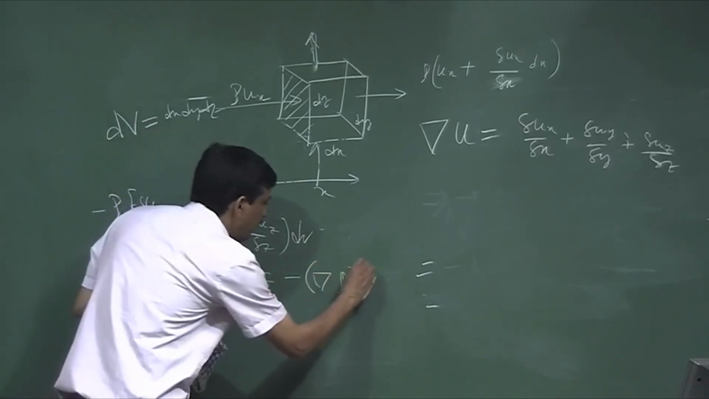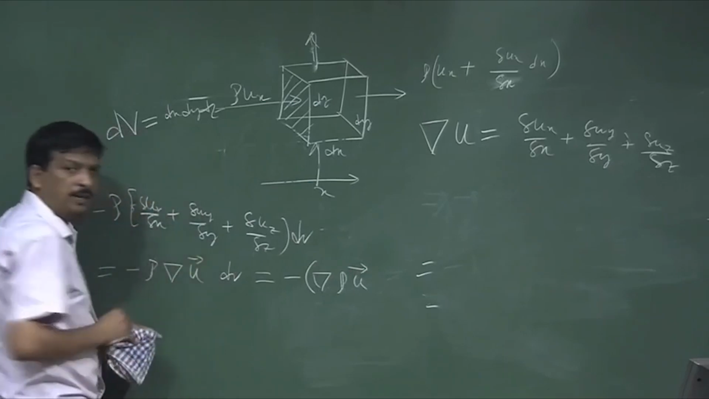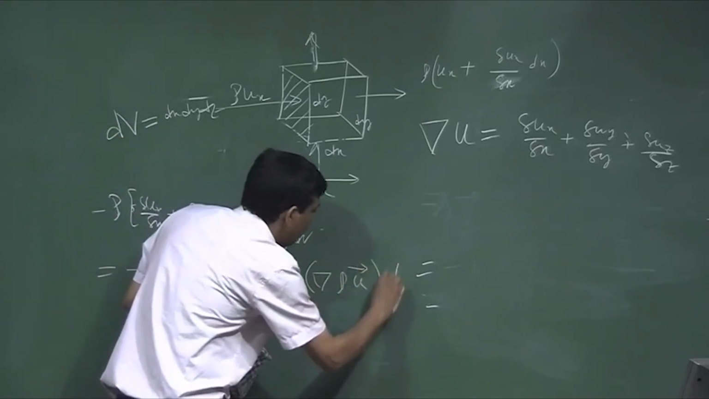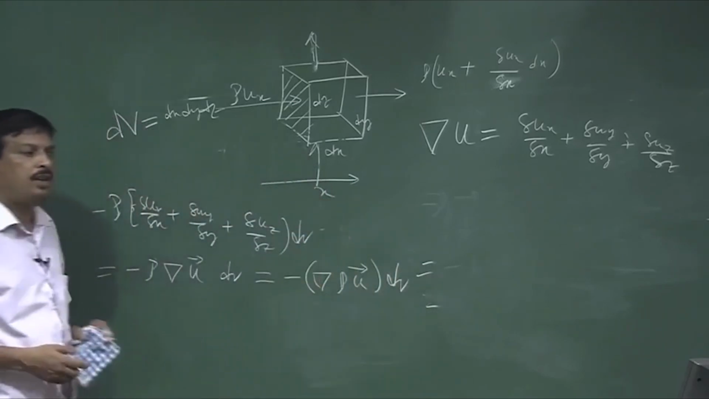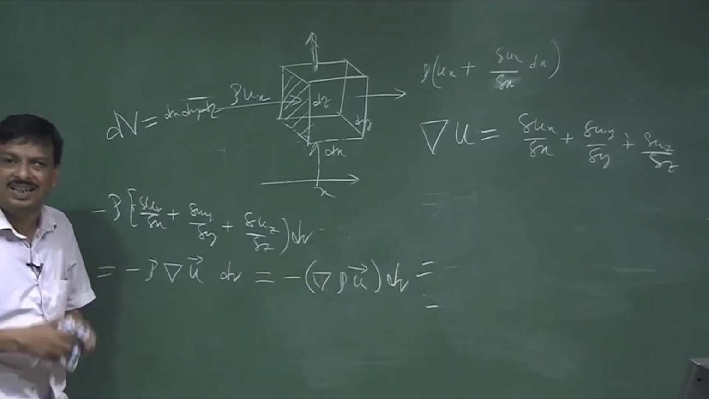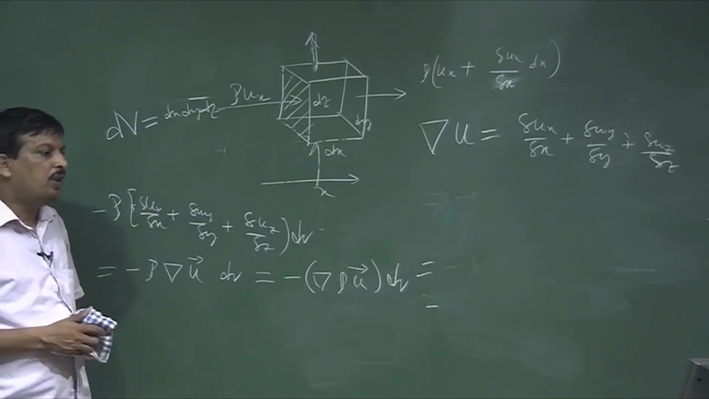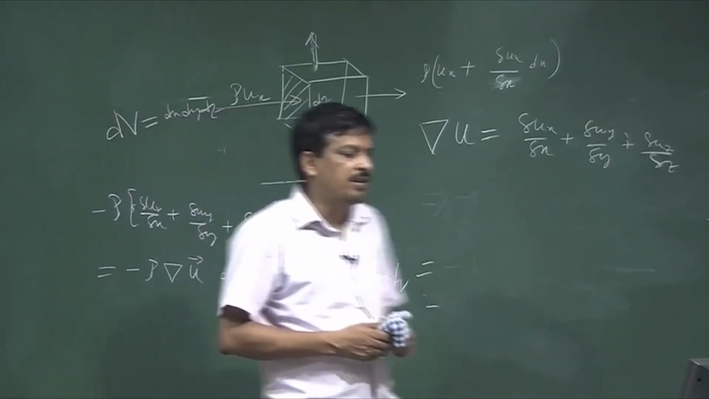U is a vector now, a 3-dimensional vector ux, uy, uz, into del V. This is the total mass increase in that volume. Okay, so this is the rate at which mass is increased.